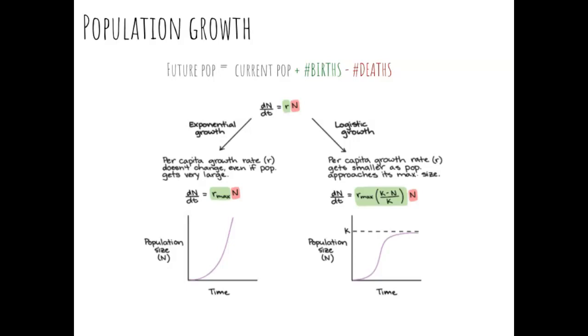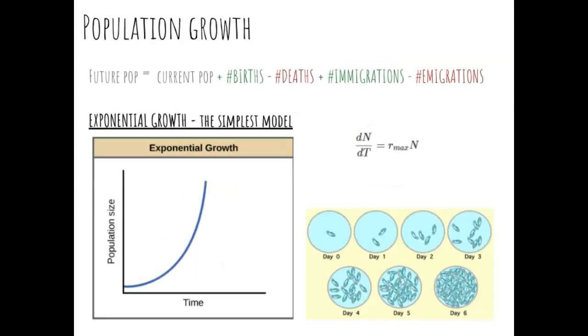This type of growth ends up looking like an S-shaped curve, where as the population size gets larger and approaches that carrying capacity, the rate of increase will slow down because you're no longer going to be able to add more individuals to that population because there are no longer enough resources to allow more population growth.